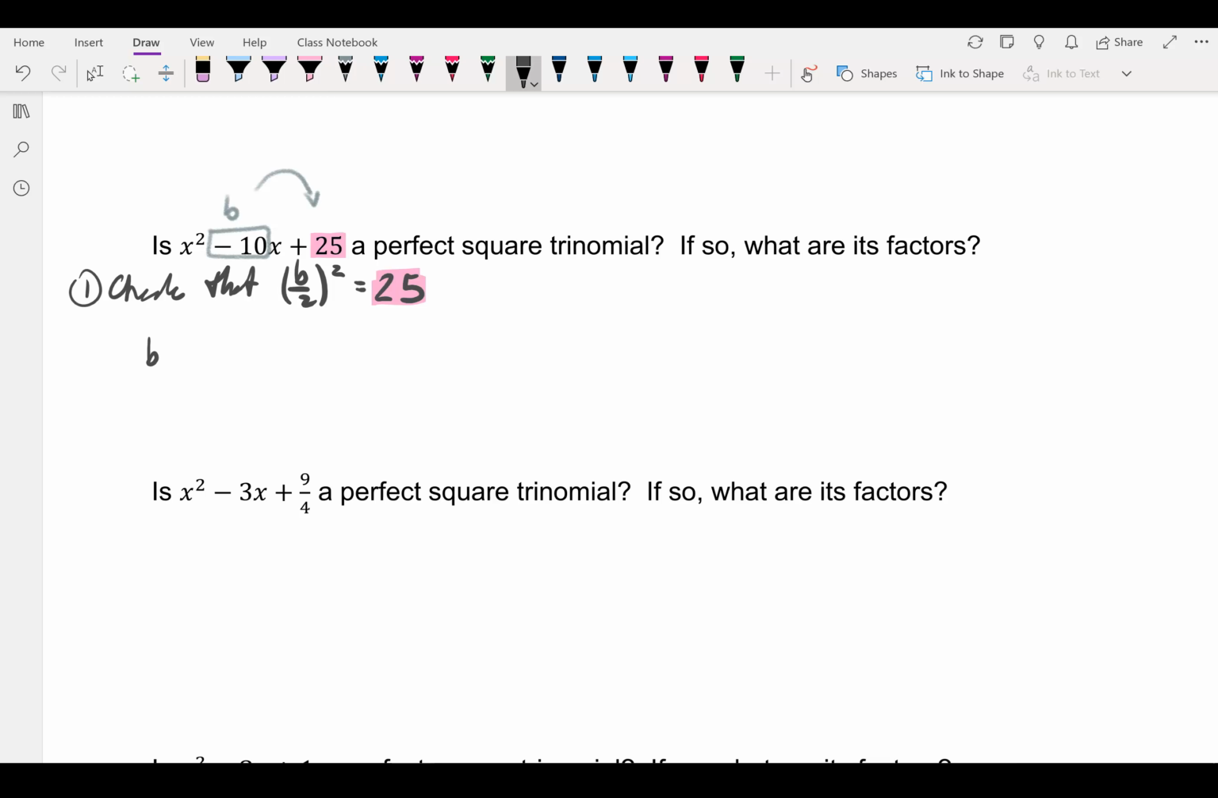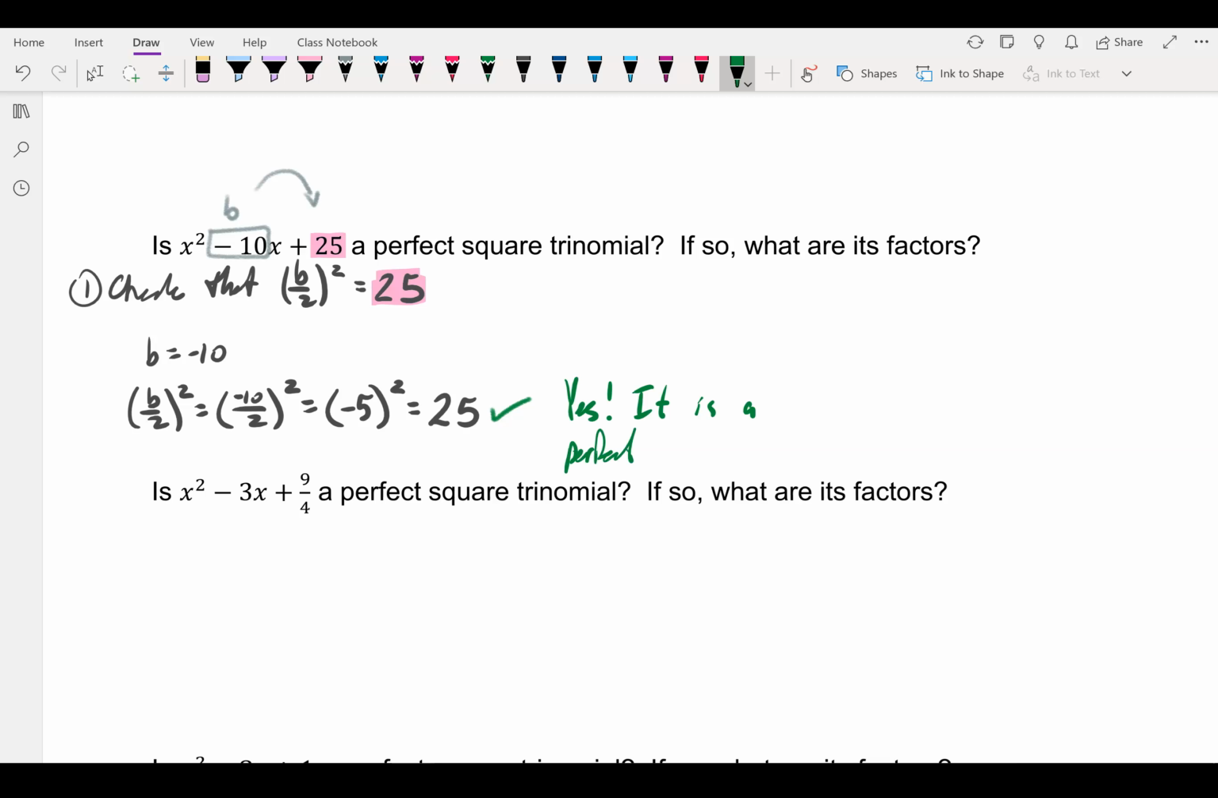So let's see. Our b is -10. Our b divided by 2 squared would be -10 divided by 2 all squared, or in other words, -5 all squared. That would give 25. Excellent. Yes, it is a perfect square trinomial. Okay, cool. And again, how do we know that? When you divide the middle number by 2 and square it, you're going to get that coefficient at the end, 25. It says, if so, what are its factors?